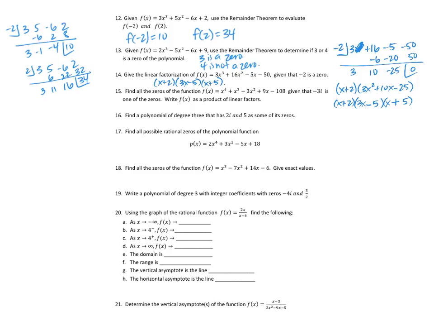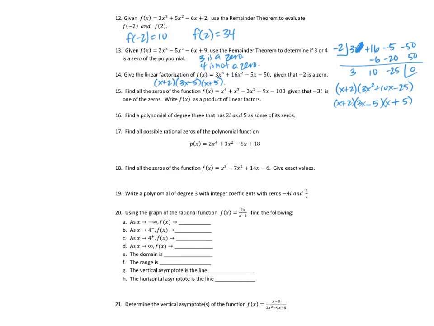Okay. Find all the zeros of that function, given that -3i is one of the zeros. And then I want to write f of x as a product of linear factors. So now I'm looking at number 15 here. And I want to find all the zeros of that function, and I know that -3i is one of the zeros.